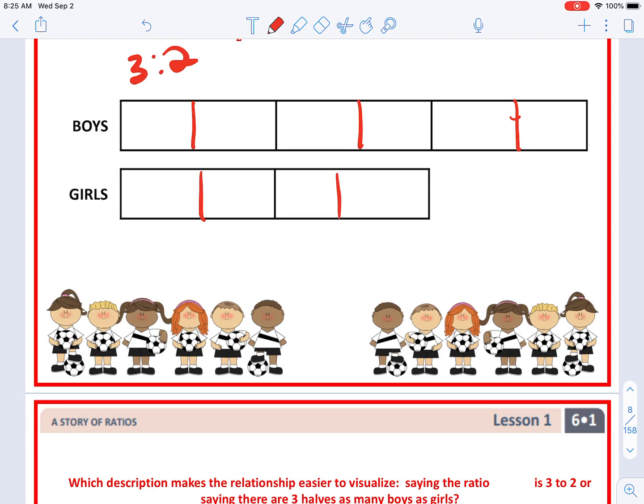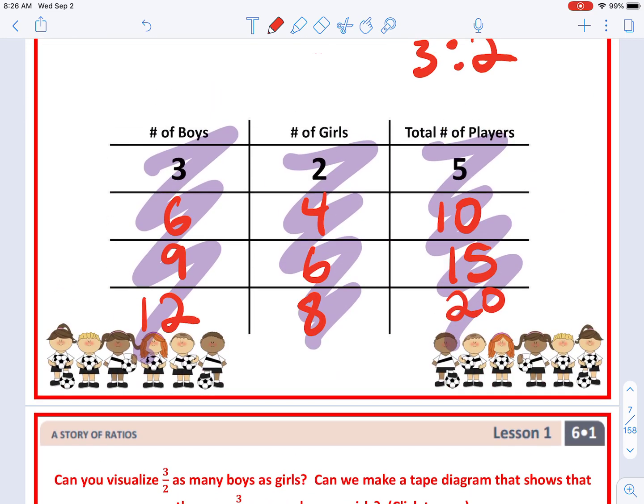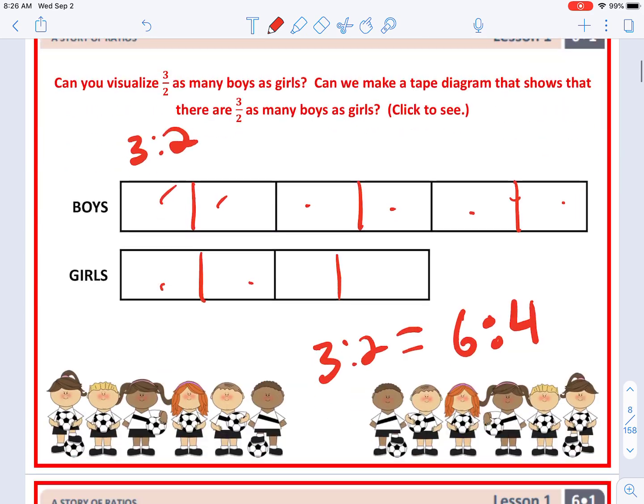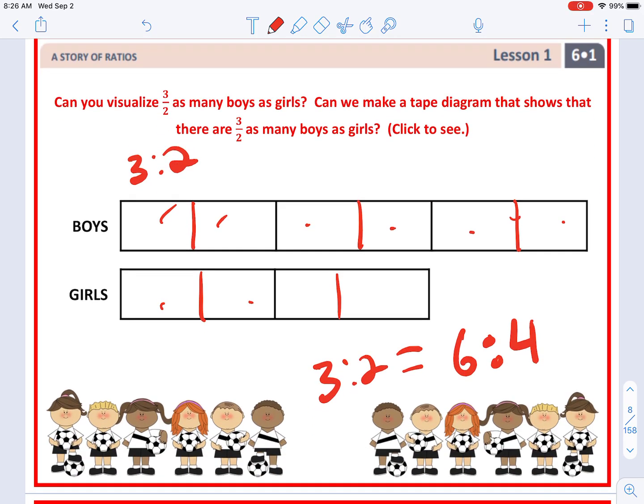Okay, look what happens when I cut each of the sections in half though. Now, what does this turn into? 1, 2, 3, 4, 5, 6. 6, and 1, 2, 3, 4, to 4. 6 to 4. And 3 to 2 is equivalent to 6 to 4 because it is in our table. Okay? And if we cut those in half again, we would get 12 to 8, because we're cutting 6 parts in half and 4 parts in half, which would give us 12 to 8. Okay? And those are also equivalent ratios.